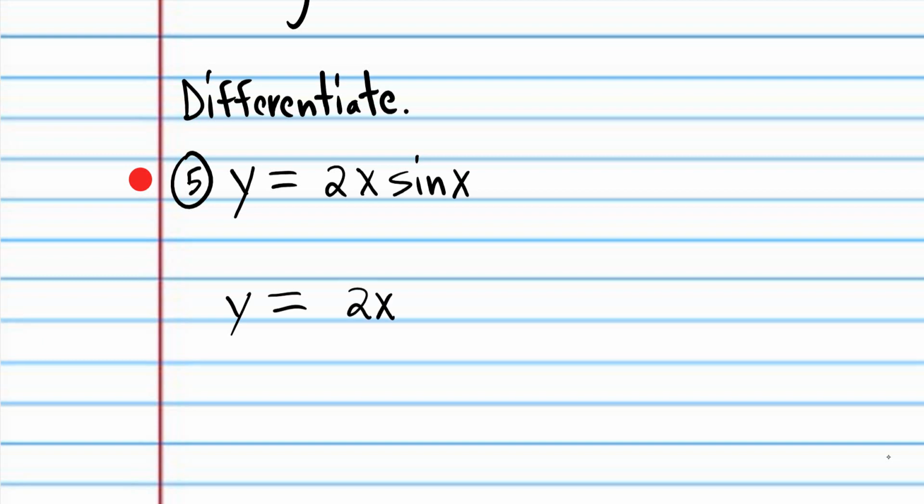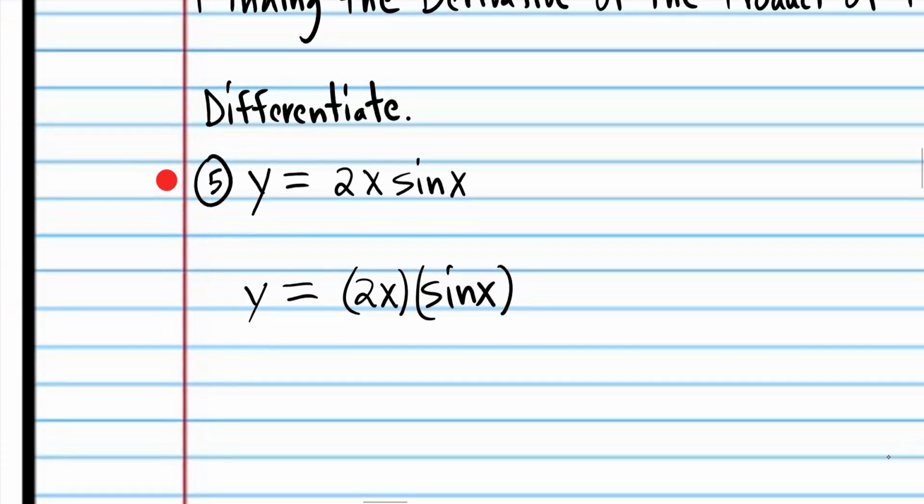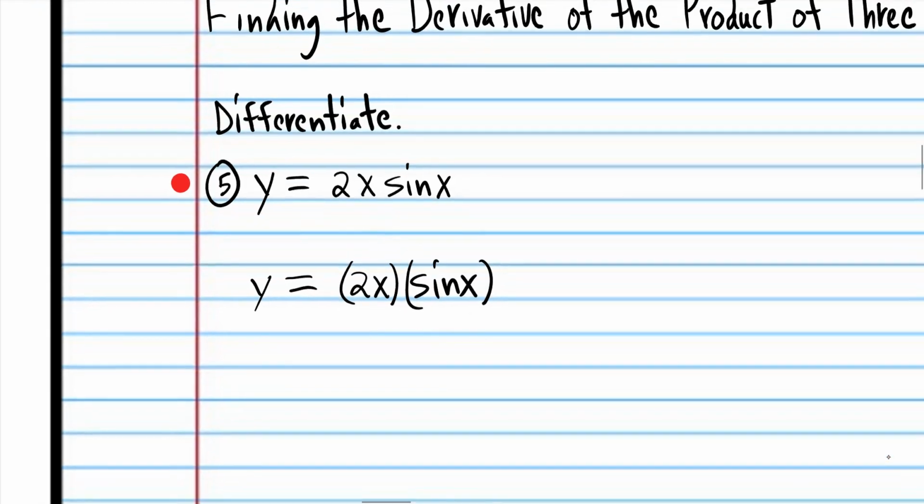Probably the most common way is just to consider 2x to be the first expression in the product and sine to be the second expression, and then you use the product rule. So again, this would be in the product rule, this would be the first expression, this would be the second expression. But you can also combine the 2 and the sine. Then 2 sine x would be the first expression in the product, and x would be the second expression.